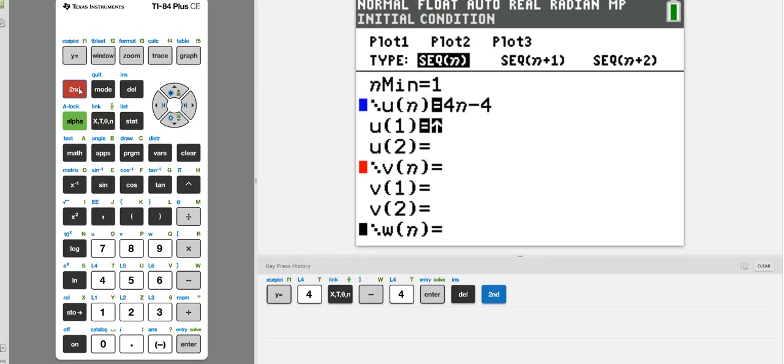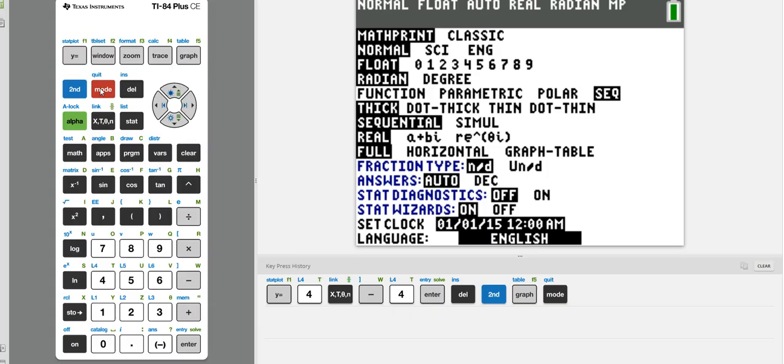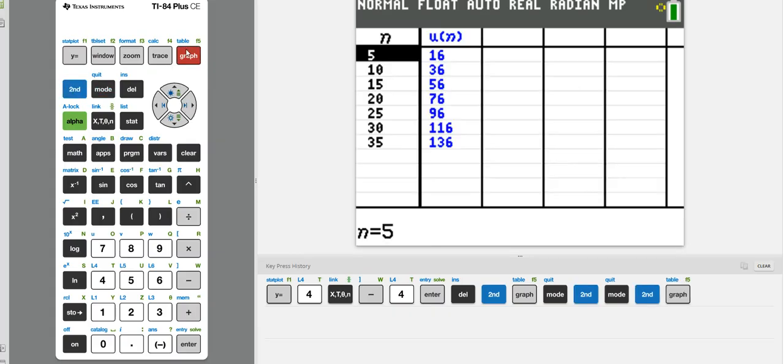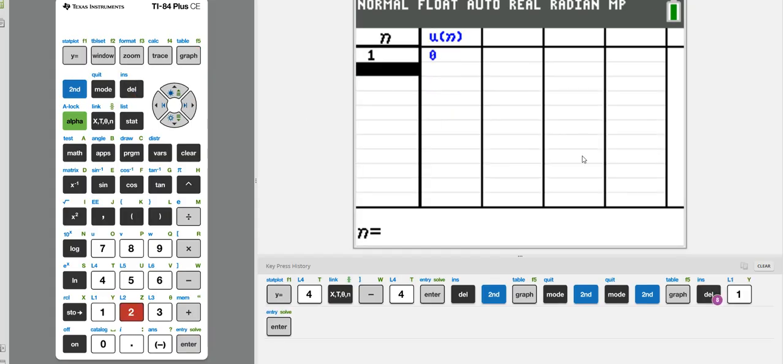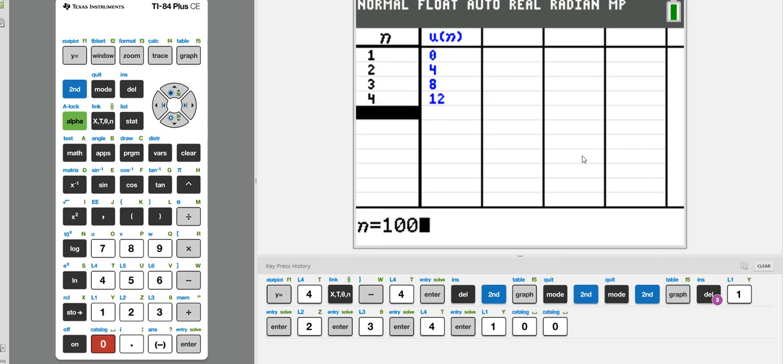Let's go to the table, and look, you can plug in any value that you want and get the subsequent values for the term in your sequence. So let me just delete these, start all over. 1, 2, 3, 4, and I don't know, 100.